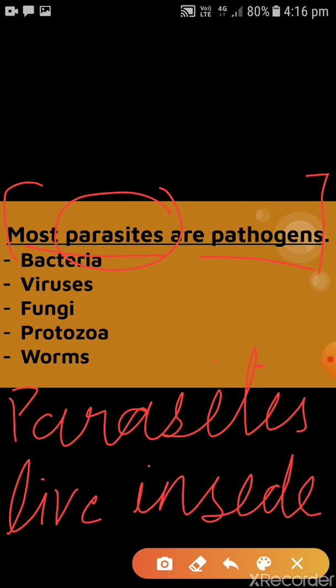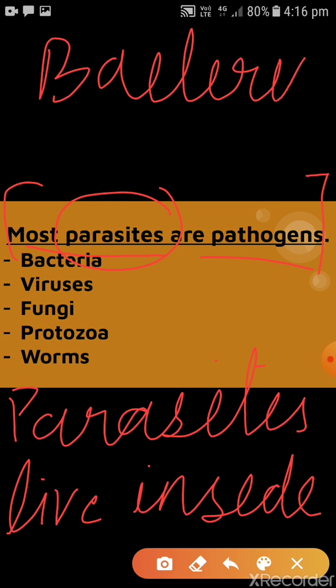Let's take one example here. Bacteria live in the human body. So in this case, the human body is the host body and bacteria is the parasite. Again, I am repeating: when we say that I am facing a bacterial infection, it means there is a presence of bacteria in the human body. So who is the host body? The human body. And bacteria is the parasite. Parasites are those organisms which live inside a living organism.